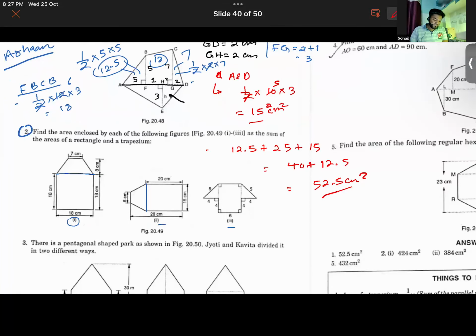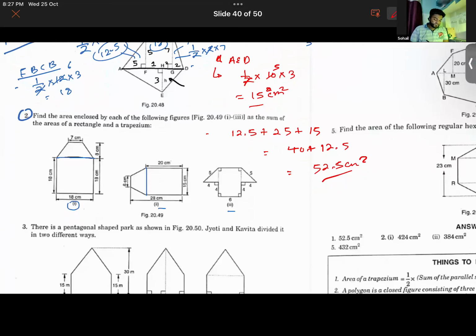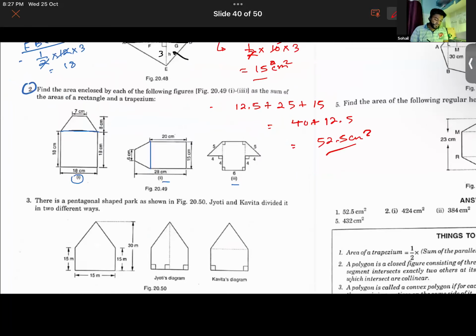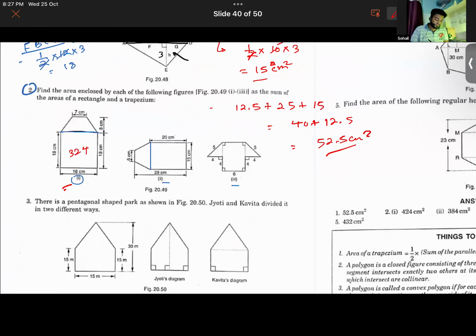Well done, Arham. For the first one here, it will be 18 into 18, that is 324. Right? Okay, and for this trapezium, it will be half into 7 plus 18, that will be 25, into 8. So that is 100. 100 plus 324, that is 424. Is this the value you are getting or not?